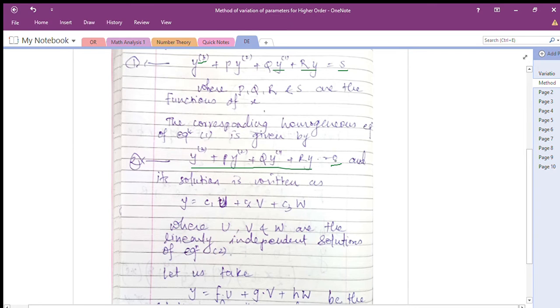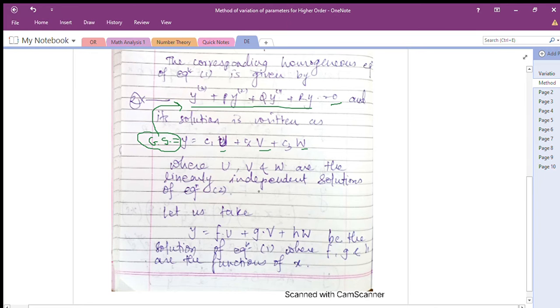taken equal to 0. And since it is a homogeneous differential equation, let us consider u, v and w are the solutions of this homogeneous differential equation. Therefore, its general solution, or the complementary function, is y = c1u + c2v + c3w. It is just a general solution of this homogeneous equation, not of equation number 1. Clear? So now u, v and w are the linearly independent solutions of equation number 2.